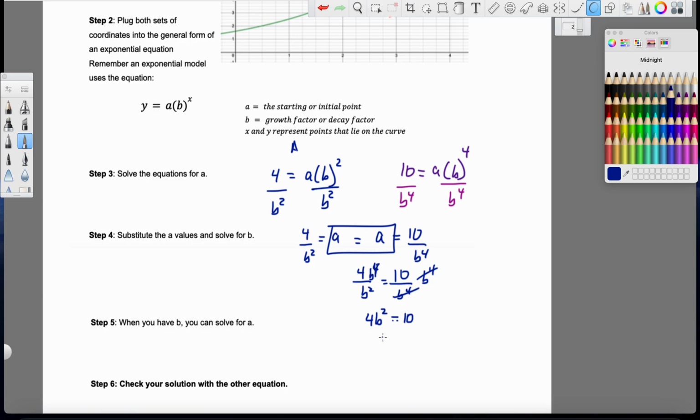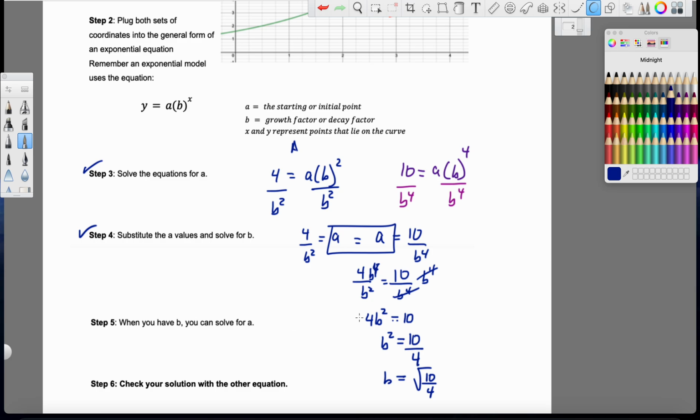And then we're going to solve for b here. Take the square root of both sides. Okay, now I did that. I got b. Now I need to get a. So substitute values of b and solve for a.